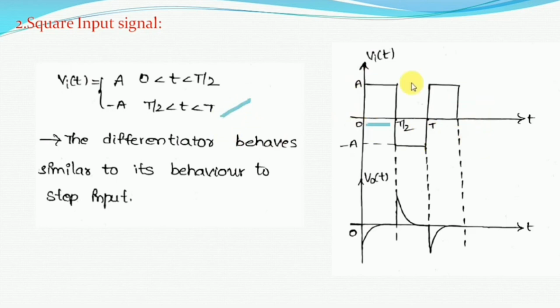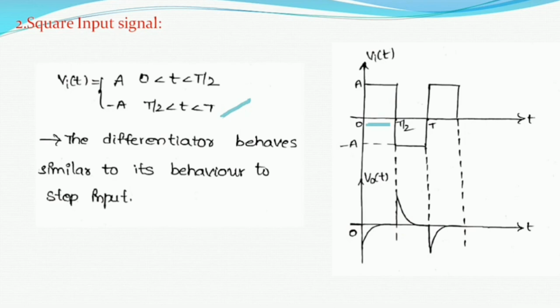So this is the equation we have written for the square signal. If you observe, for 0 to T by 2, it is nothing but a step signal. So for the step signal, we know that a negative spike will appear. Similarly, for T by 2 to T, a positive spike will appear. It means here there exists a 180 degrees phase shift between the input and output signal because of the negative sign that is present in the output voltage expression.